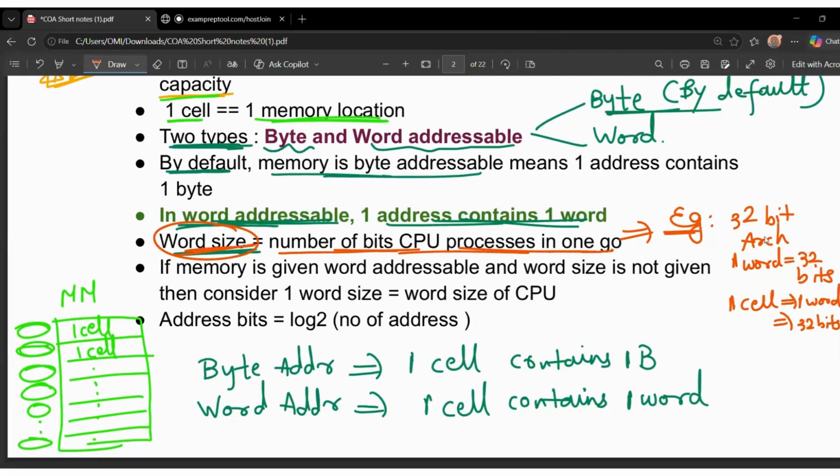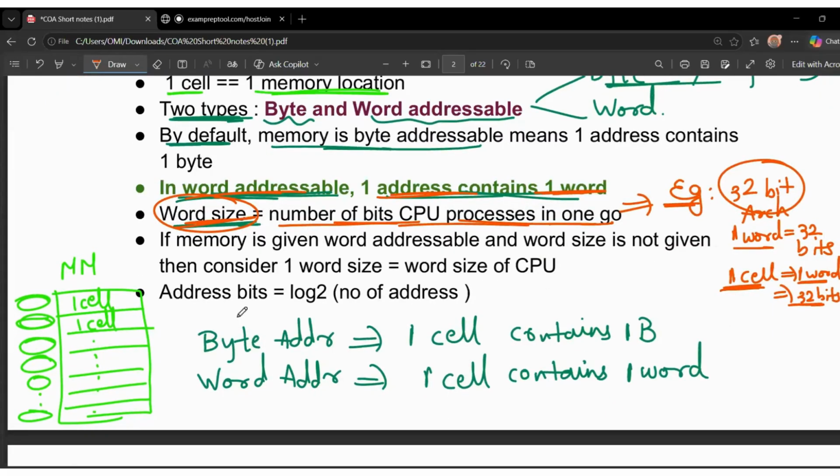So if it is a 32-bit architecture, then one word equals 32 bits. And we know that in word addressable, one address contains one word. So one cell will have one word, and one cell will have 32 bits.